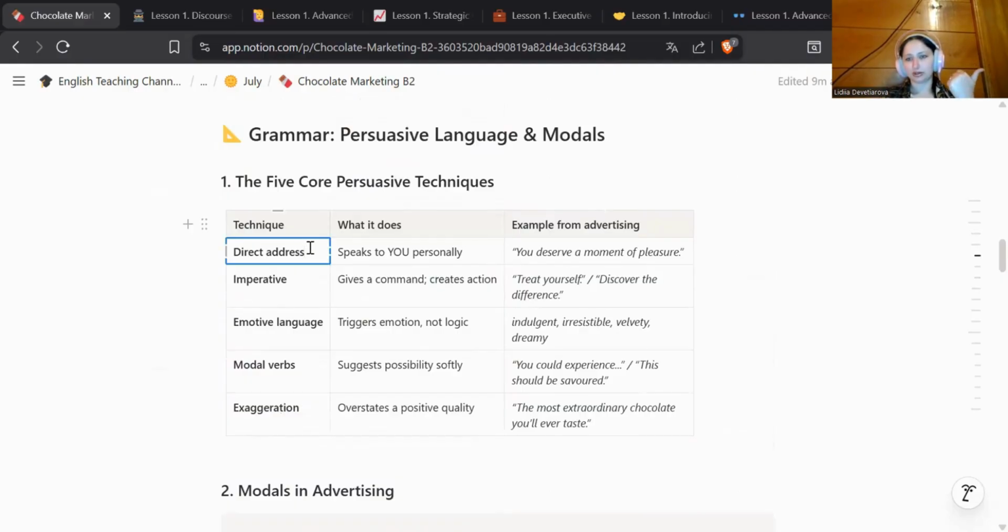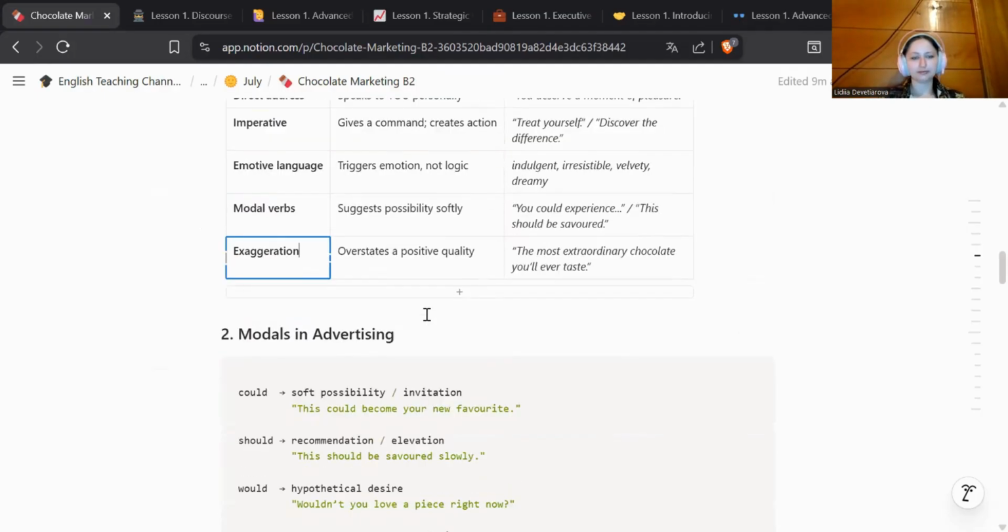Direct address, when we're talking specifically to you personally. Imperative, when we're giving you a command, do something or do not do something. Emotive language, when we're appealing to your emotions, not exactly logic, yeah? Modal verbs, when we want to suggest some possibility or give you a recommendation or ask some rhetorical question. And exaggeration, when we overstate a reality, yeah?